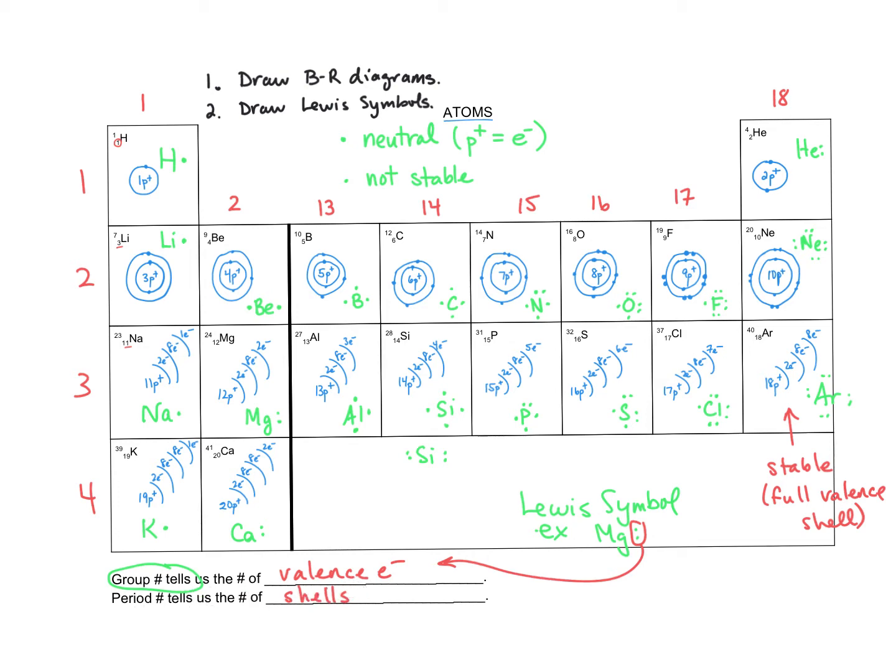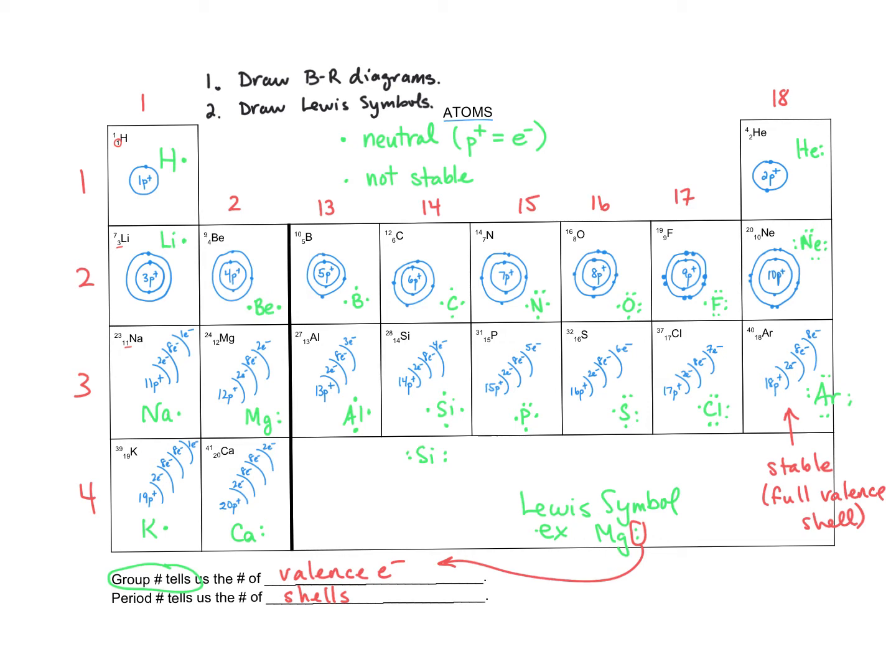The period number, right? So hydrogen and helium are the only period 1 elements. Notice that they have 1 shell or 1 energy level. Period 2, we have 2 shells all the way across. Period 3, 3 shells all the way across. And period 4, we see 4 shells. So the period number will tell us the number of shells, or orbit, or energy level. You can use those terms interchangeably.